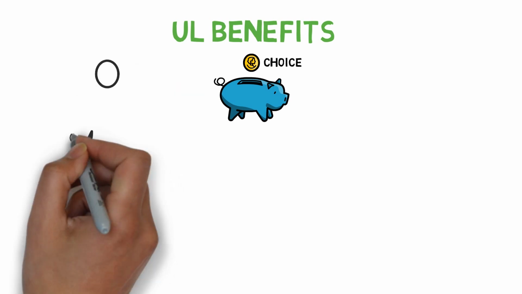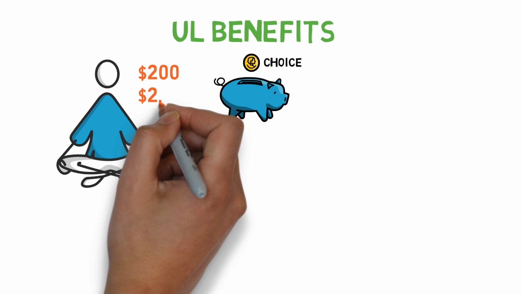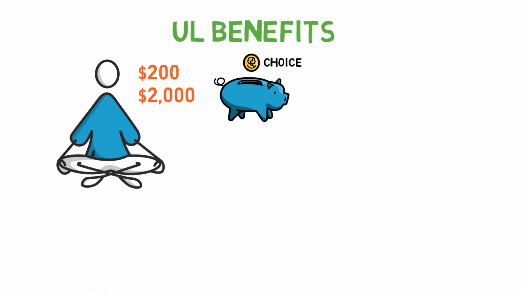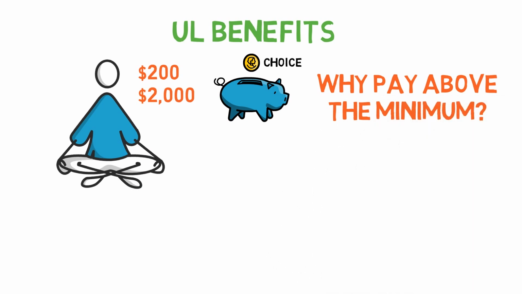The beauty of having a universal life insurance is that you can control how much you want to put into the plan. In John's case, he can choose to put in $200 this year, and he can also choose to put in $2,000 next year. Now, you might wonder, why should you pay more than the minimum? And that's a good reason to it.